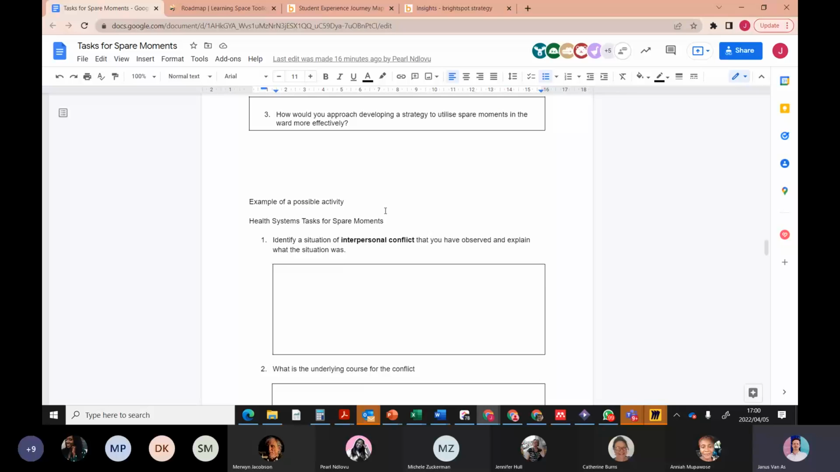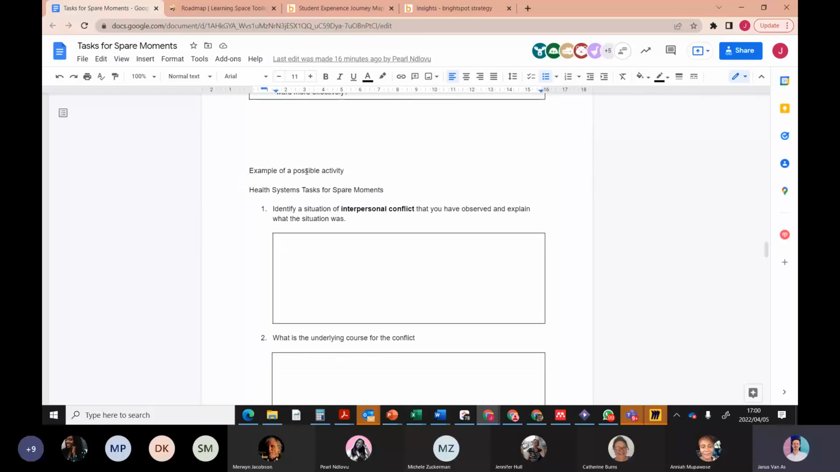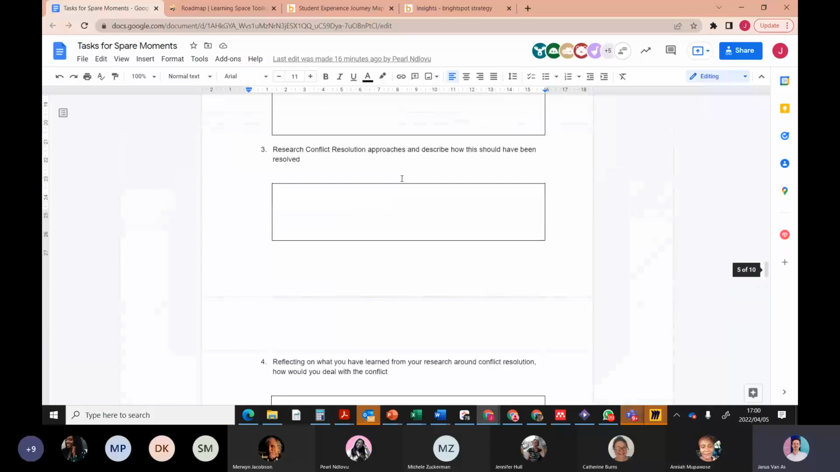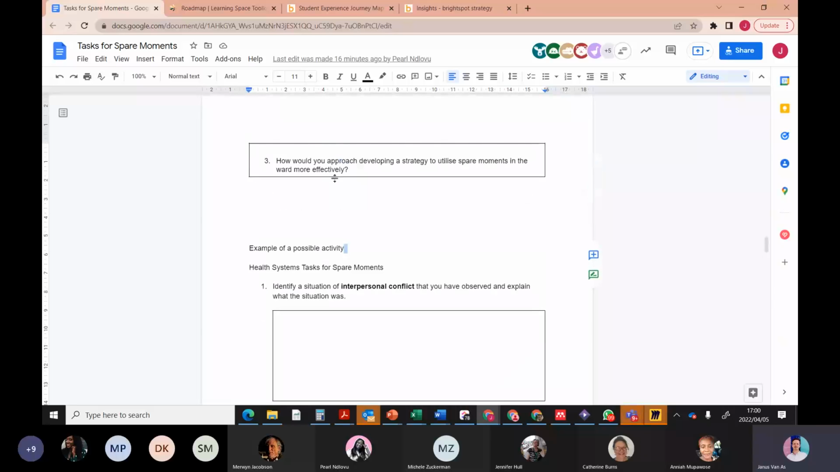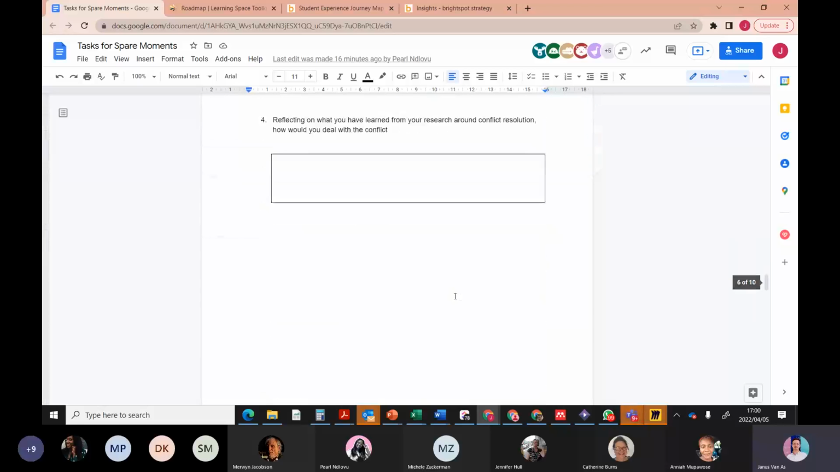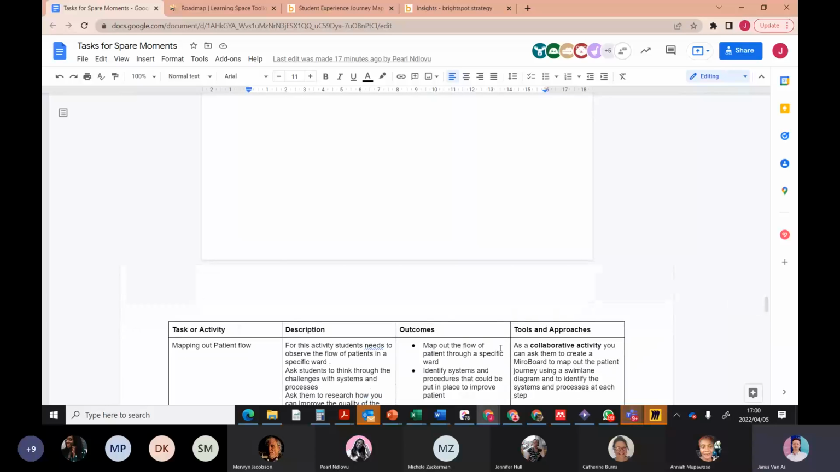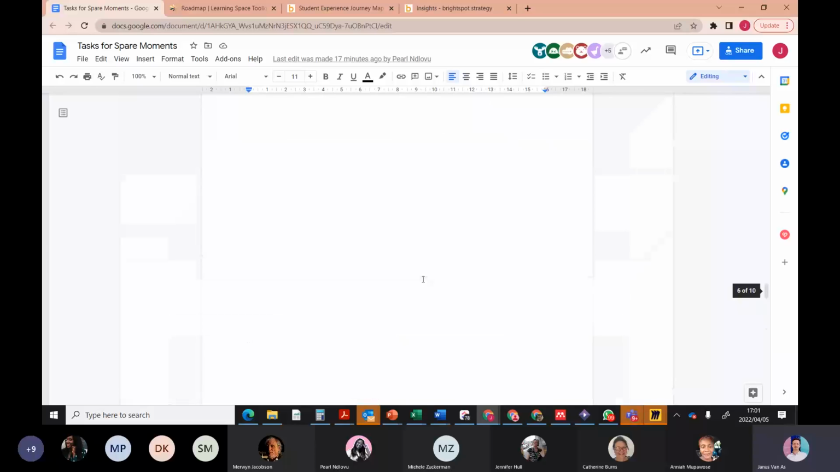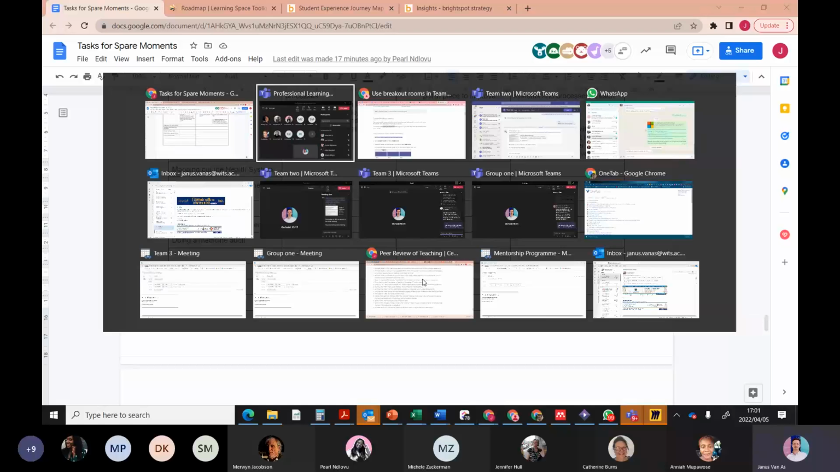Unfortunately, we didn't get to the session around creating activities, but I provided one example of a health systems task that could be done. If you can think of activities they could use for spare moments, specifically for critical thinking or any other thing, like identifying the instruments and how to use them, any type of activity or tools that you might have, you could add it to the document with a description. I've created an example there as well, and this is a document we could hopefully use in the future to add activities to our teaching.